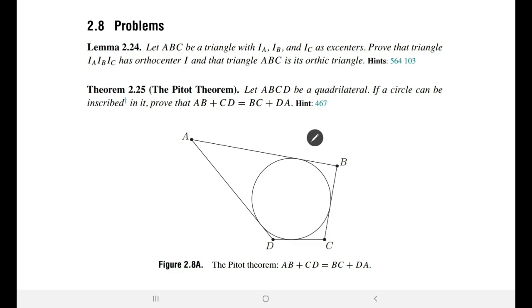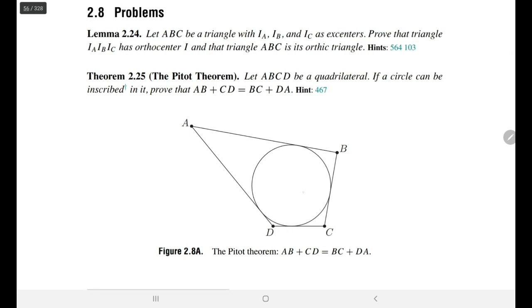And in fact, we can also use it in reverse. So we also know that if AB plus CD is equal to BC plus AD, then that means it has a circle that's inscribed in it. So keep that in mind. This is very important. Always remember the Pitot theorem to handle something like that.